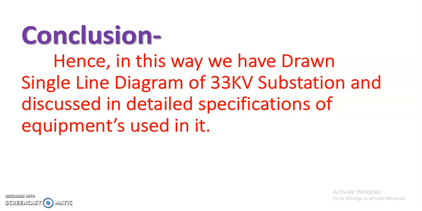So next is the conclusion. Hence, in this way we have drawn the single line diagram of a 33 kV substation, that is a 33 by 11 kV substation, and discussed the detailed specification of equipment that we are using in a 33 kV substation.